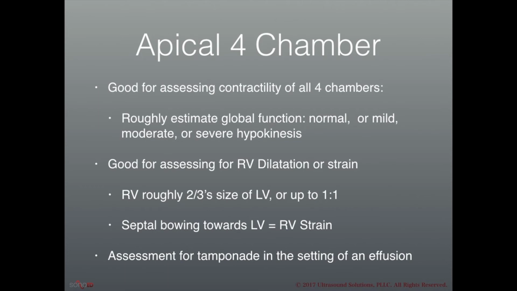And more specifically, if you see the interventricular septum bowing towards the left ventricle, then that's going to be even more concerning for acute right heart strain. Lastly, you're obviously going to see pericardial effusions very well with this view, and should there be signs of tamponade, you generally will see them in this view since you're able to see the free wall of the right ventricle and the right atria.